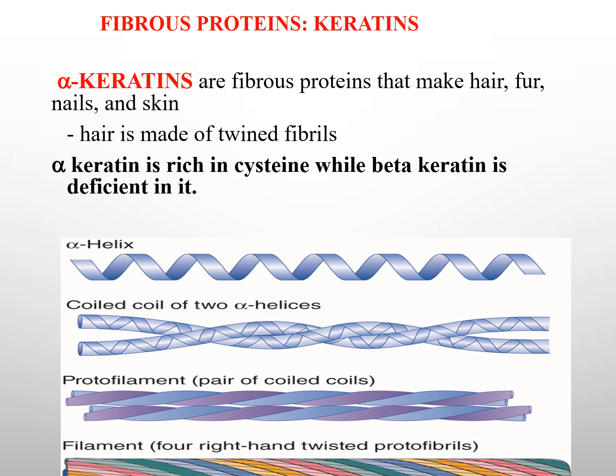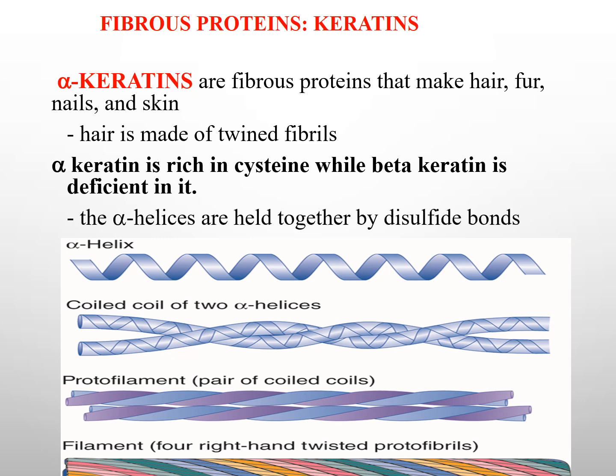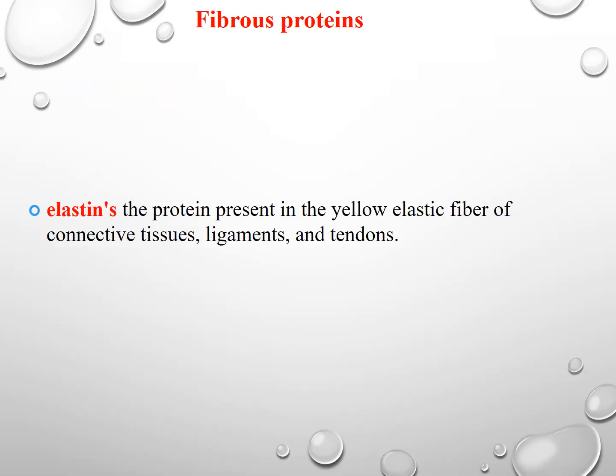These are combining to form two helical structures. First, the protofilaments are made, a pair of coiled coils. Then the final filament of keratin is made. As you have seen, these colors show the different coiling of the alpha helical structure of different types. Four right-handed twisted curves, protofibrils. That is the structure that is incorporated into skin, nails and fur. So the alpha helical structures are held together by the disulfide bond.